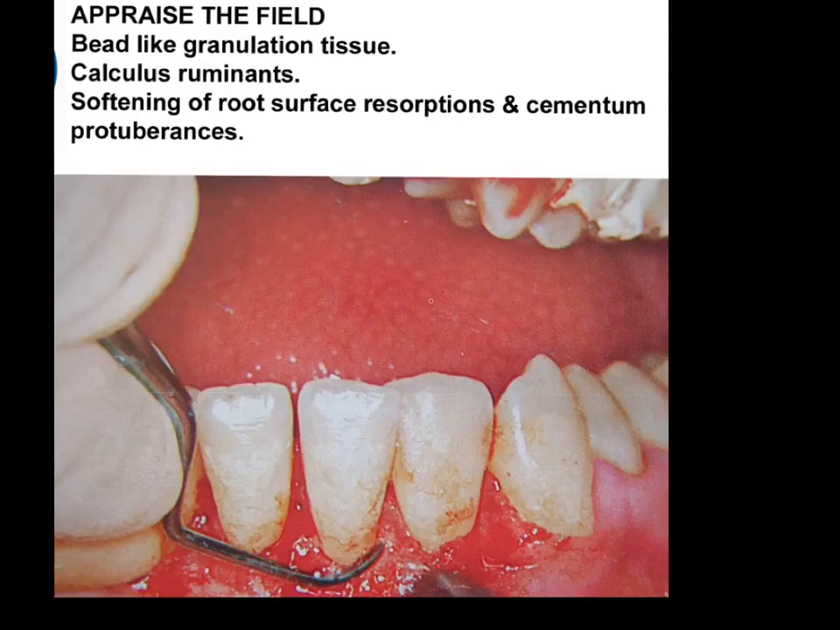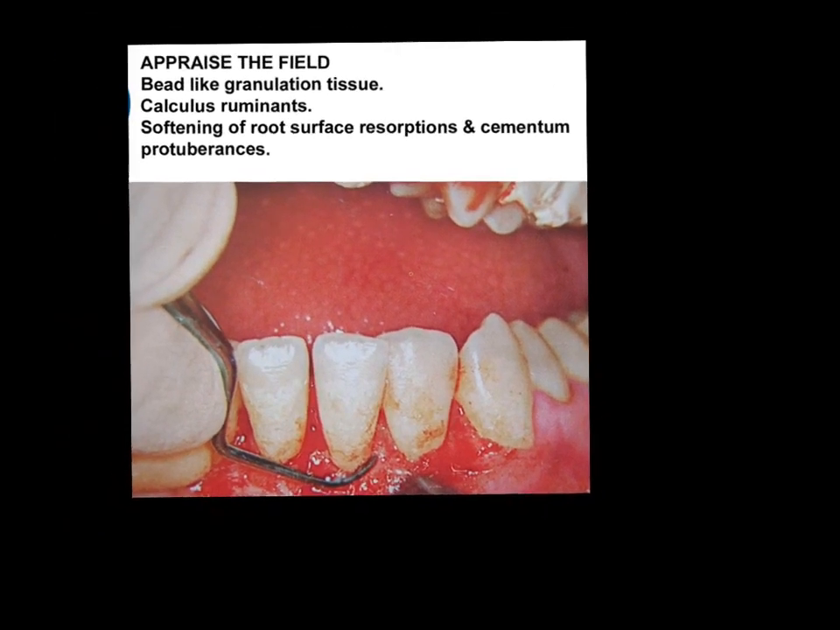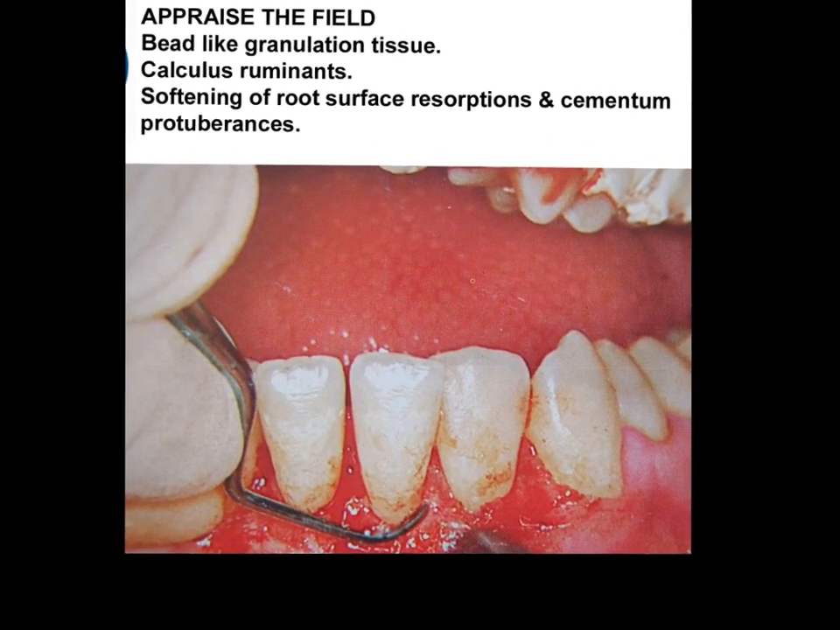After that, we appraise the filled bead-like granulation tissue. We remove the granulation tissue and the calculus remnants, and we smooth the root surface and cementum from any protuberance to make a clean, smooth area, so it is not a breeding area for bacteria and is accessible for oral hygiene.